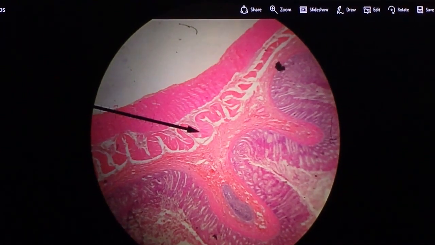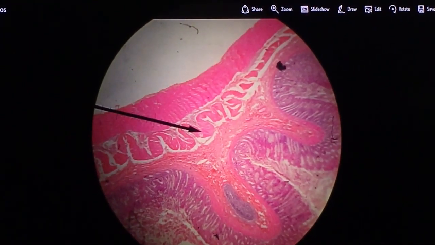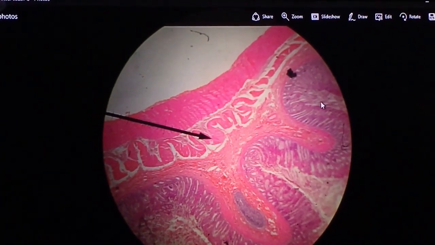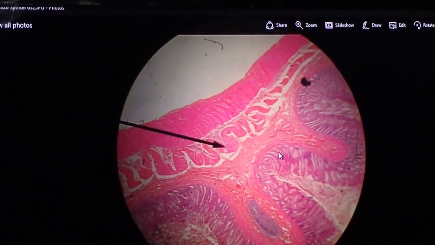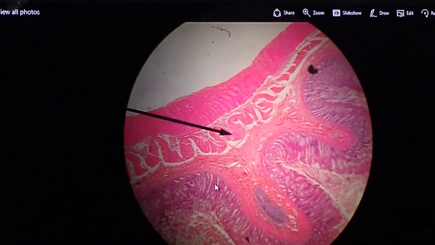Large. So why do you say that? Because of a whole heap of goblet cells. First of all, don't say where. The only place they could be is up here, in the mucosa. You see these pale things? These are intestinal glands and they're loaded with goblet cells.